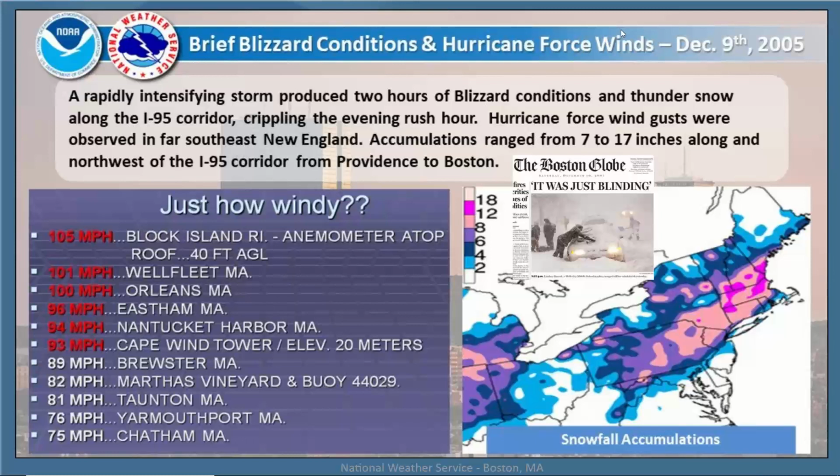So you can see for yourself just how windy, up to 105 mile per hour wind gusts at Block Island, and over 100 miles per hour on the Outer Cape.